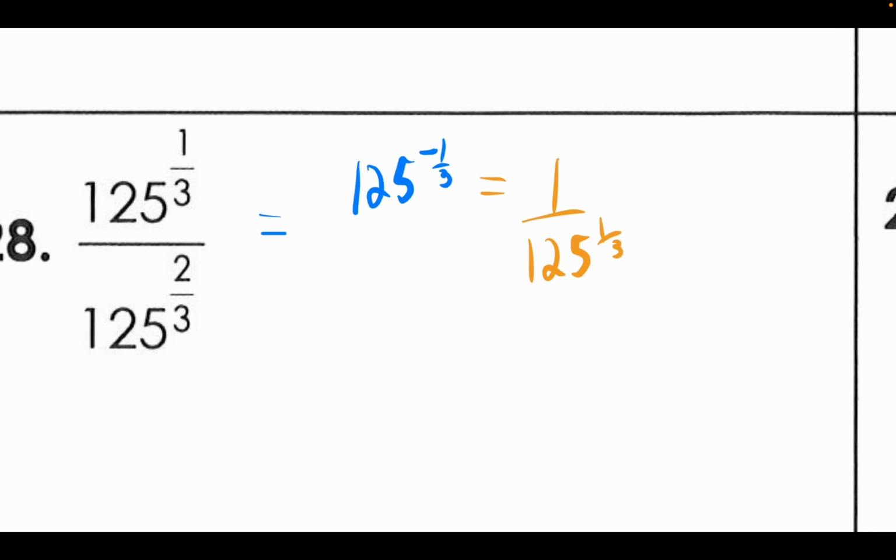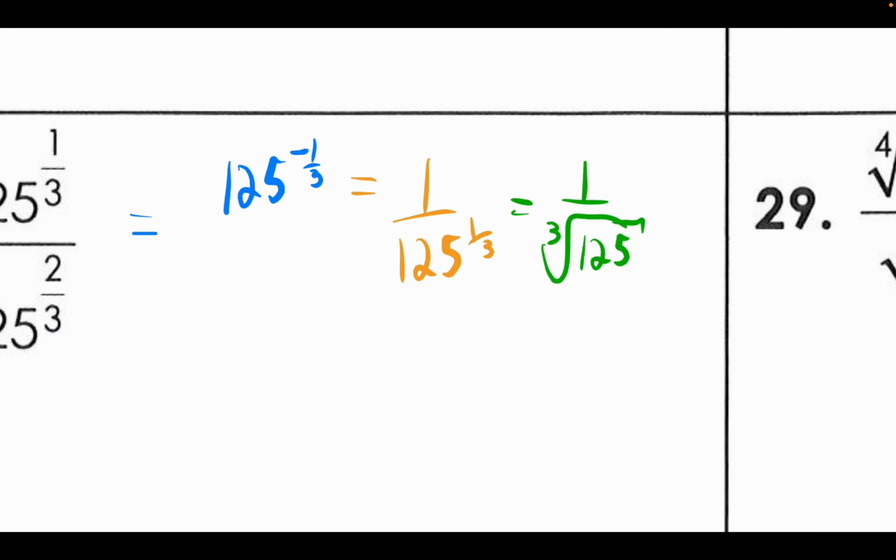Now the exponent of 1/3 means it's a cube root, so 1 over the cube root of 125. So as we look for perfect cubes that go into 125, we may notice, hey, it is actually itself a perfect cube. It's 5 cubed. And so this becomes 1/5.